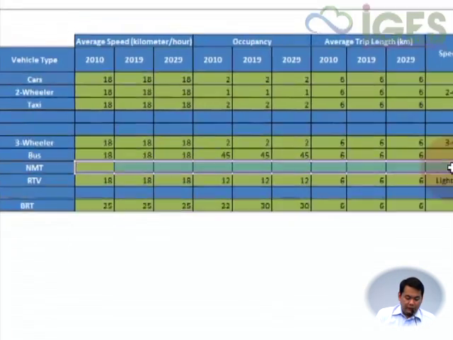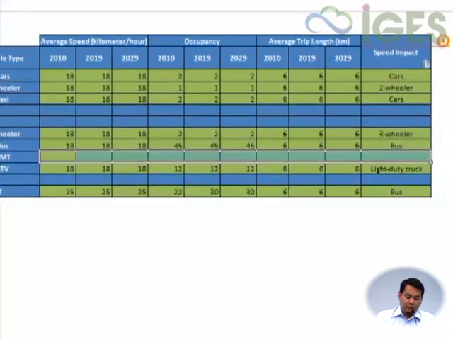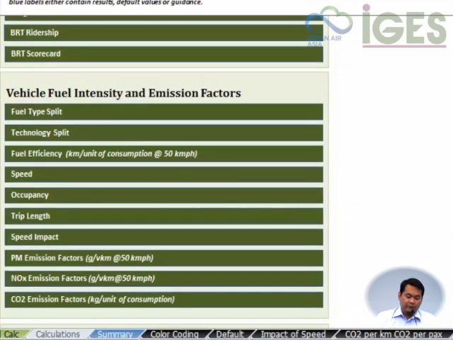We're not inputting any in the NMT because this is walking, so not everything here is automated. You need to have some thought into the process. We don't need the average speed, occupancies, and trip lengths for the non-motorized transport, since these are non-emitting modes anyway. So it's not currently affecting the calculations for the emissions reductions.